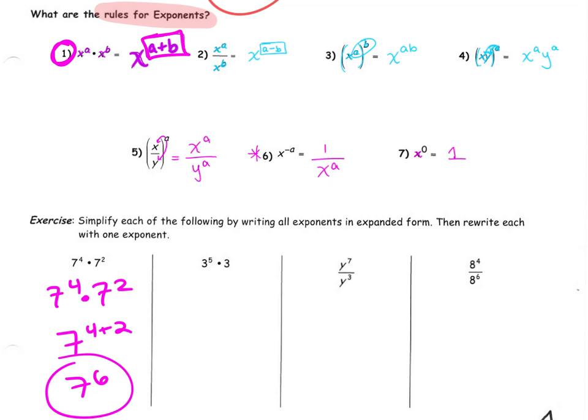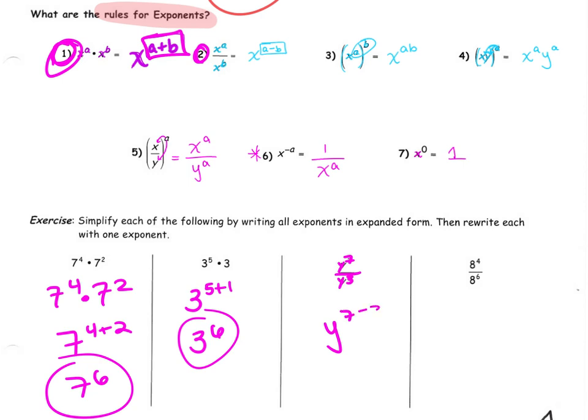Okay? I have 3 to the 5th times 3 to the 1st. Again, they're being multiplied. So we add the exponents. And we know 5 plus 1 is 6. Okay. Let's keep going. We have y to the 7th over y to the 3rd. So now we're looking at division. When we have like bases, subtract the exponents. 7 minus 3 is 4. So I have y to the 4th.